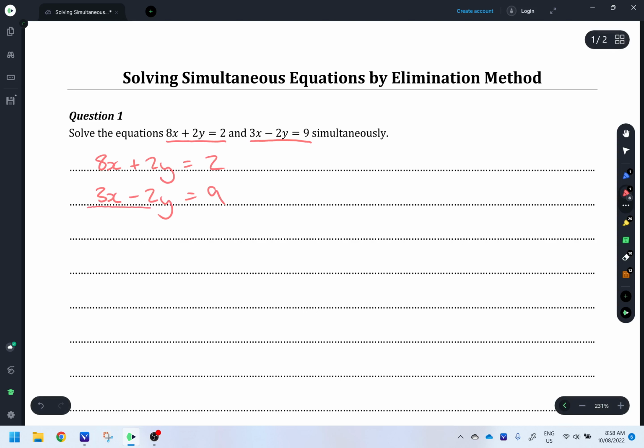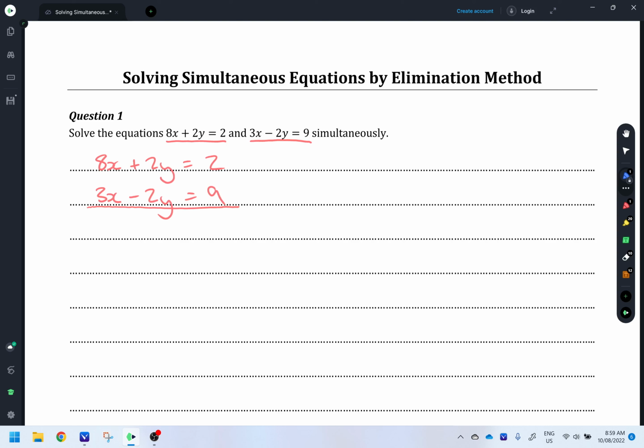So what we can do from here is add or subtract these equations together so that we can eliminate either the x's or the y's. And this is why we call it the elimination method, because we eliminate one of the variables. To do that, first of all, we need to decide which one we want to eliminate. In this case, we're going to eliminate the y's because the 2's are sitting out in front. Because this is positive 2 and this is negative 2, they're the same number, so we know we want to eliminate the y's.